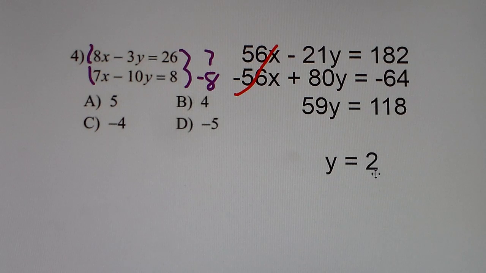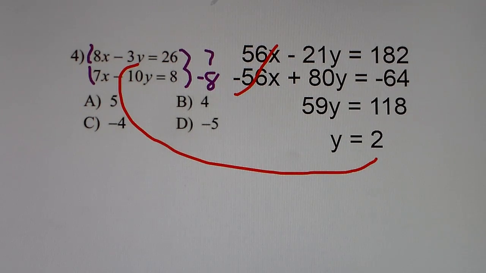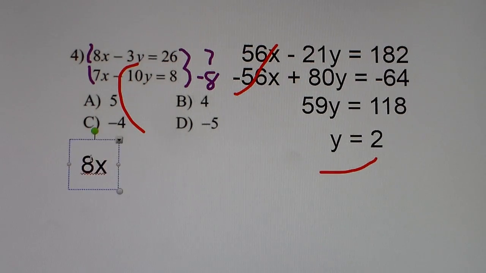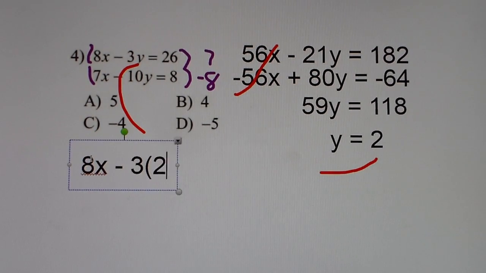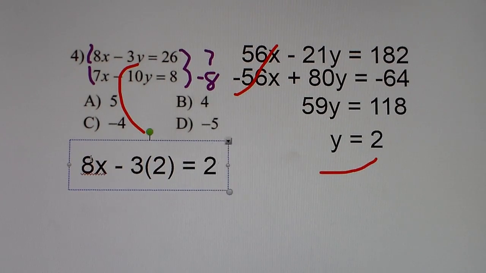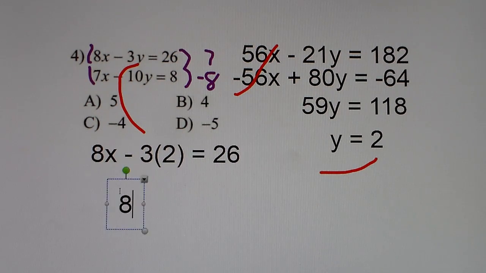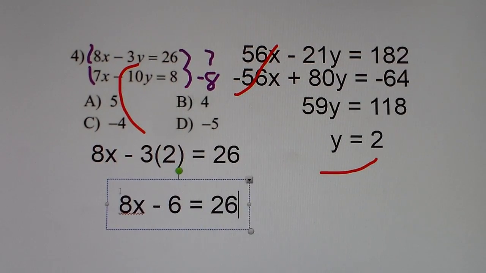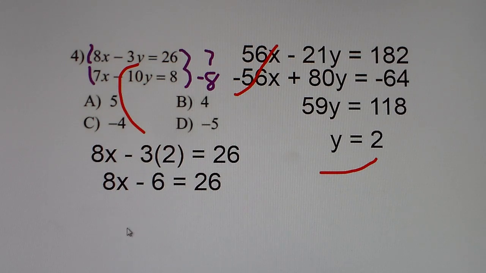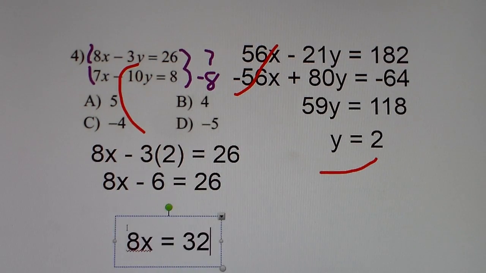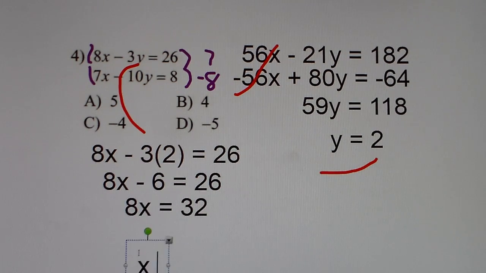And you could always put that in a calculator if you're not too sure. So then we're going to put 2 in for that y value. So we're going to have 8x minus 3 times, instead of y, I'm going to write 2, because that's what we're replacing it with, and it's equal to 26. Then we just do our inverse operations from there to solve for x. Negative 3 times 2 gets you negative 6, so we have 8x minus 6 equals 26. Add 6 to both sides, and we get 8x equals 32. Divide by 8 on both sides, and we get x equals 4.